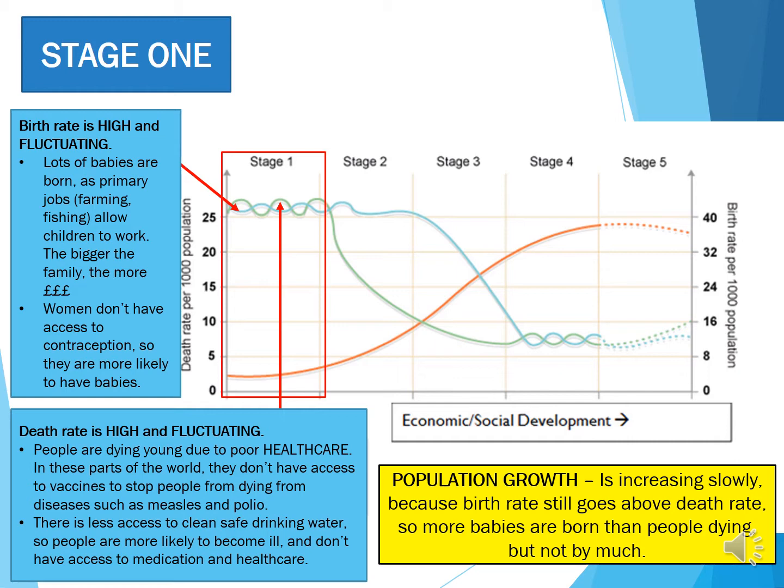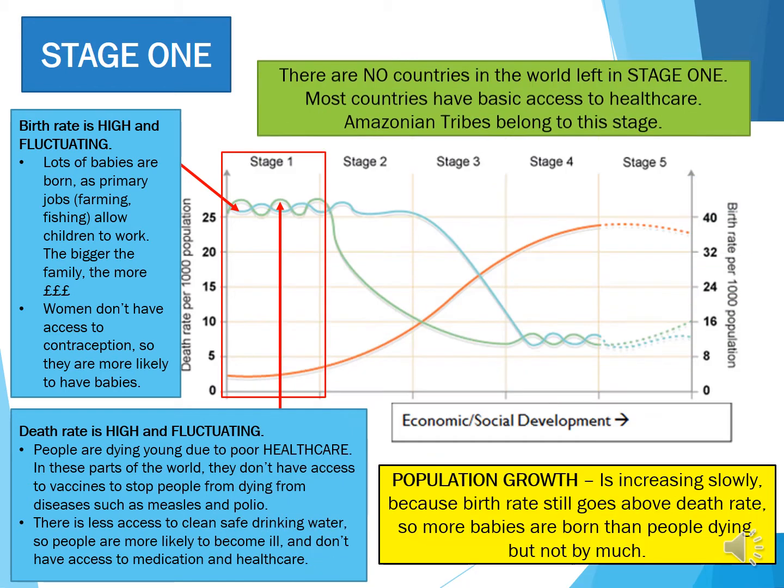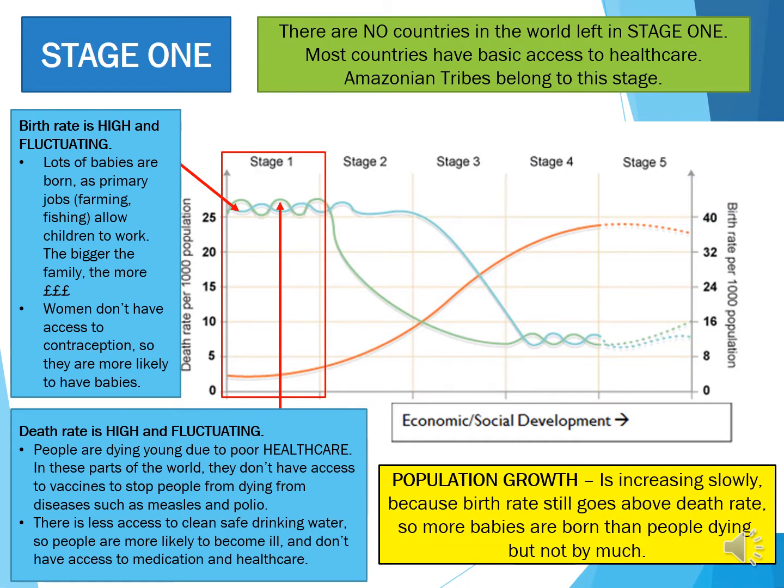Thinking about countries that you find in this stage, then, actually, there are none left in the world that are in stage 1. Most countries now have access to basic healthcare. We do find Amazonian tribes in this stage because they live in the very depths of the Amazon and they don't have access to the wider world at all.